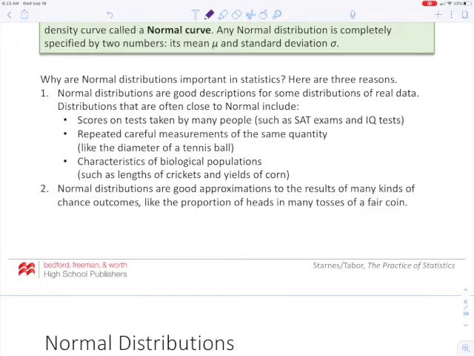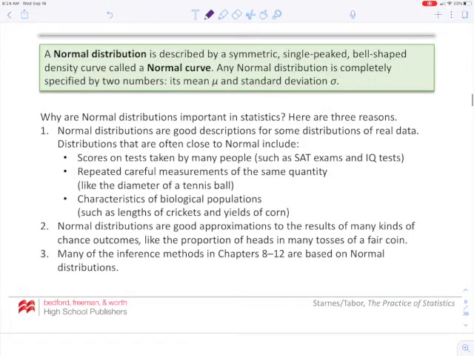Also, they are good approximations to the results of many kinds of chance outcomes. So flipping a coin many times, rolling a dice, flipping cards. And then also many inference methods that are used in statistics, which we'll be going over in chapters 8 through 12, are all based on normal distributions. So if you don't have a normal distribution, then none of those methods would work. You would have to look at something else.